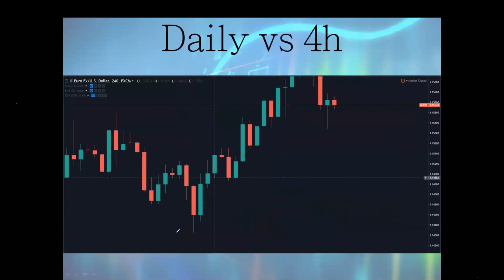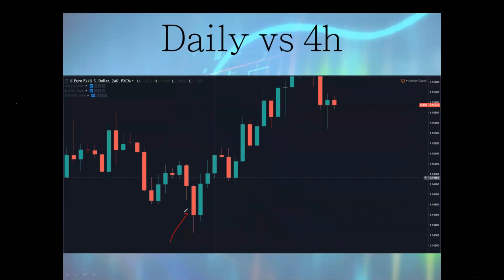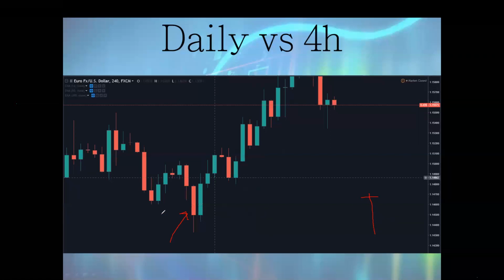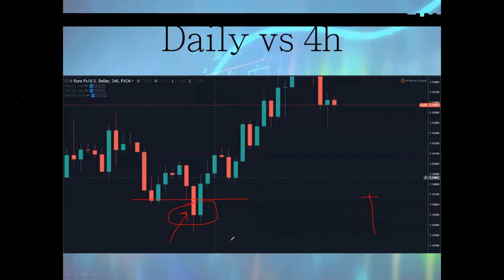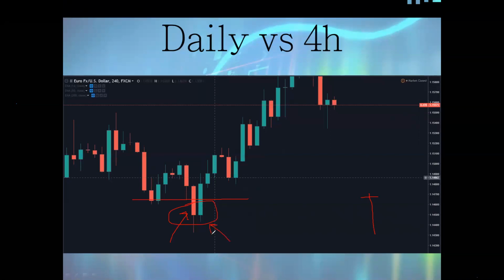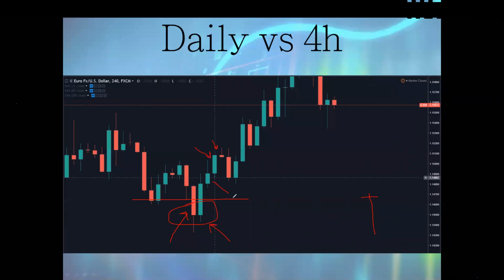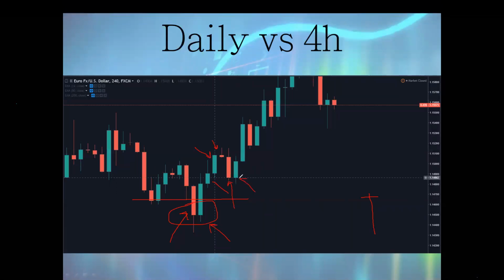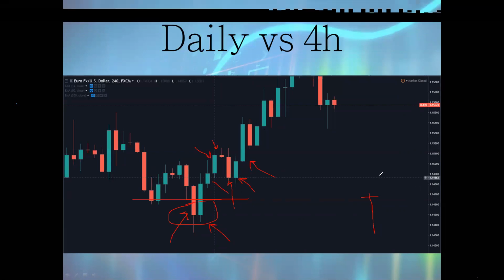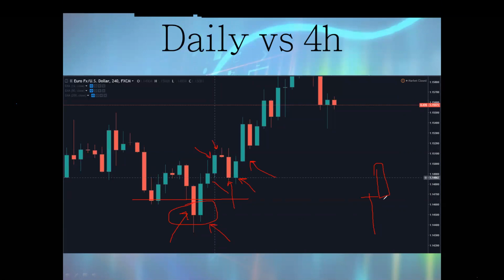Okay, if you remember the daily candle that kind of went down like this, this was the move right here. This move down pushed the daily candle down like this. And then you can see how these 1, 2, 3, 4, 5, 6 candles made up that one bullish daily candle which we have.